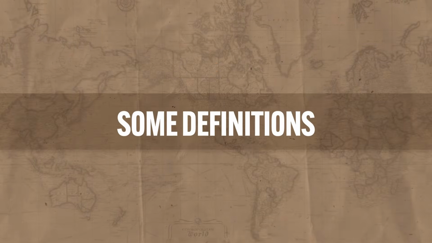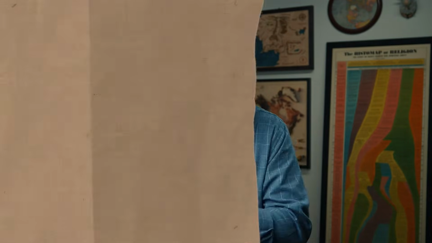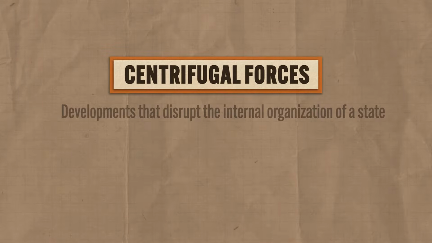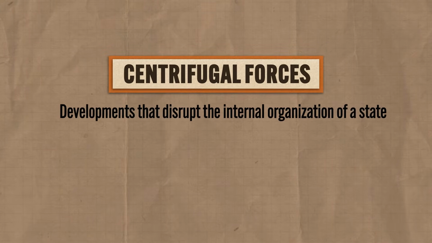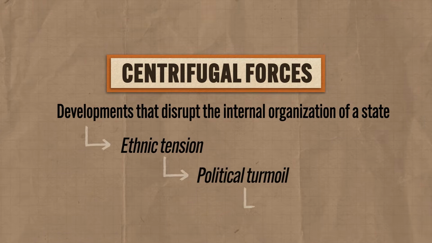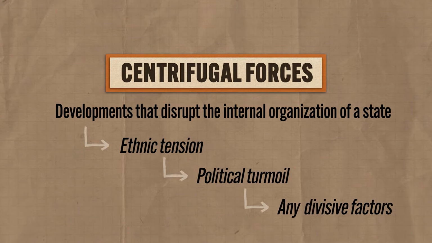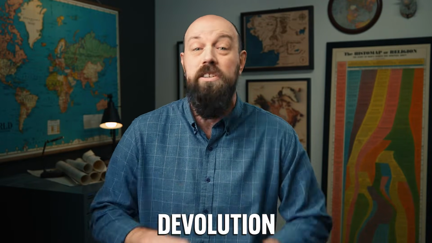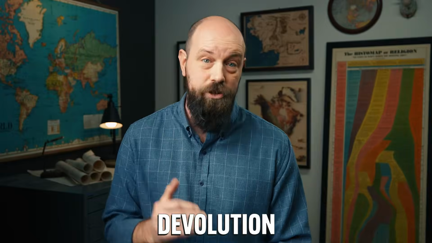Okay, on the assumption that your memory is a little dusty, let me remind you of what we learned in Unit 3 about centrifugal and centripetal forces, but here we're going to apply it to political geography. Centrifugal forces are developments that disrupt the internal organization of a state, and they include things like ethnic tension or political turmoil or whatever else leads to the pulling apart of states and their people. Therefore, when these forces are present, they often lead to calls for devolution or in some cases, territorial fragmentation. So, centrifugal forces, all our crap is breaking apart.